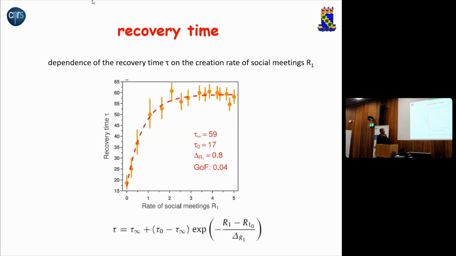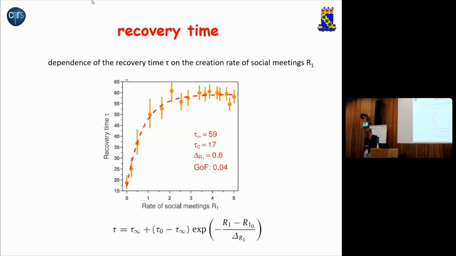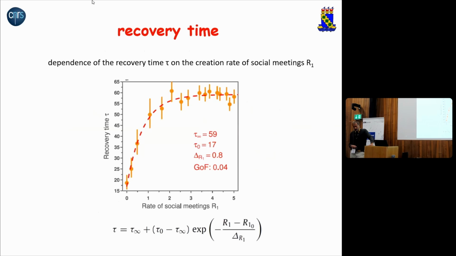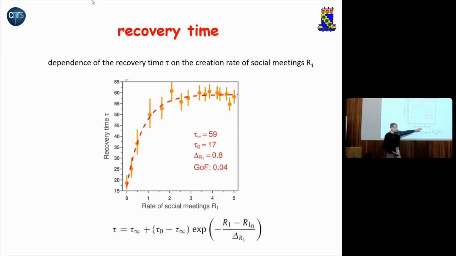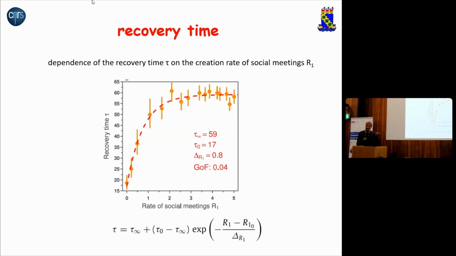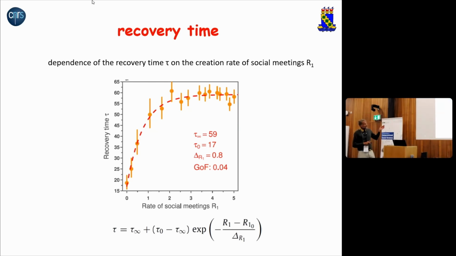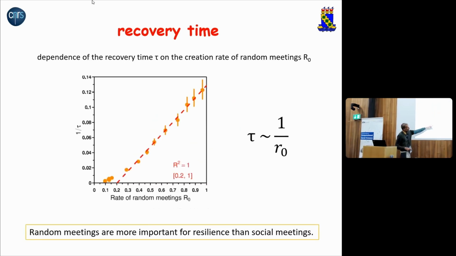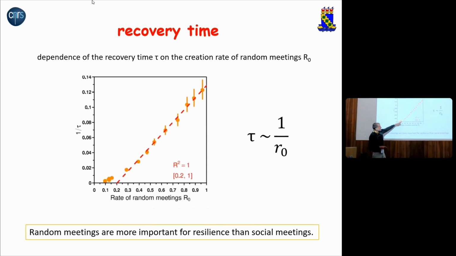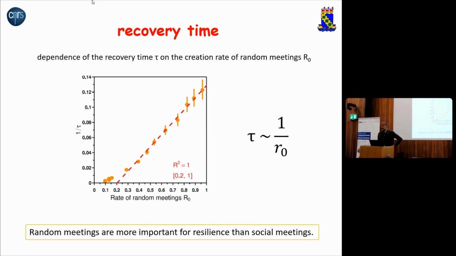And then you can also study how this recovery time depends on the parameters, on the rate of social contacts and the rate of random contacts. And what you see is that it is dependent on the rate of social contacts, but the recovery time does not actually improve very much. It's worse. I mean, if you make more social contacts, the recovery will be more difficult. While on the other hand, this is the main result of this first paper, if you change the rate of random contacts, the recovery time is extremely strongly influenced.